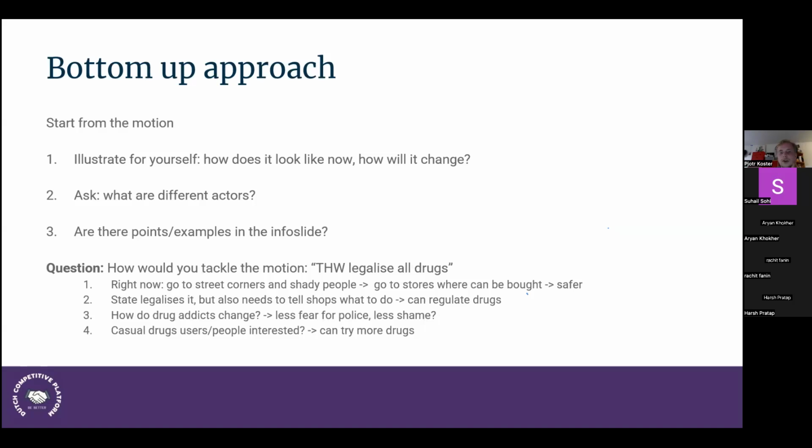Similarly, right, when I just start with the motion, it's like, okay, I'm legalizing it. What does it mean? I just want it to be able to be sold in shops. And then I could be like, we can just regulate the drugs and that kind of stuff.